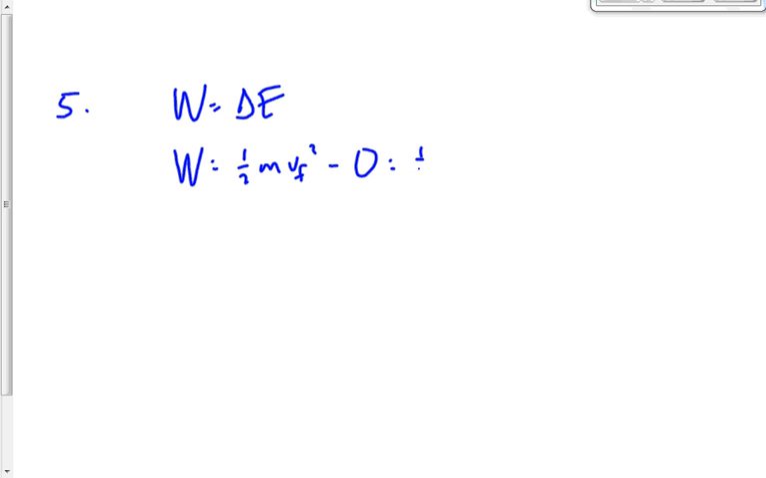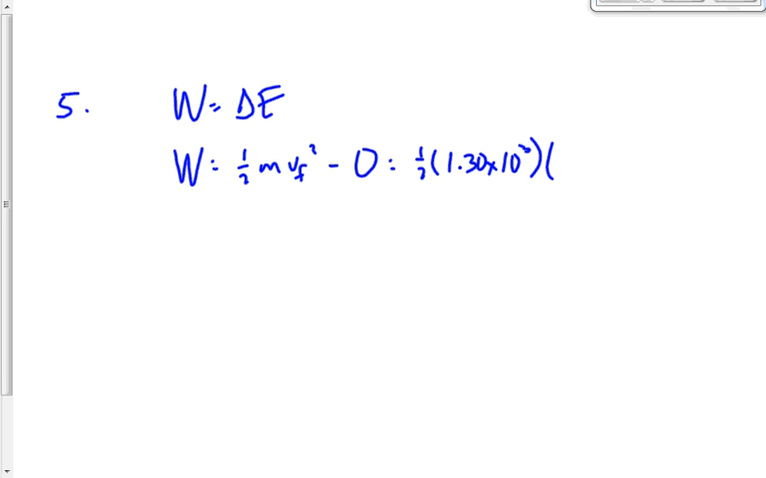We did that by saying, look, W is equal to delta E. And we know that delta E is the final energy minus the initial energy. This car begins at rest. It ends at a certain speed. Its final energy is therefore kinetic, 1/2 mv squared. Its initial energy is 0. We want to find the work, as we did in question number 4. Let's see, W is equal to 1/2 m vf squared. 1/2 times the mass times the final speed. 60 kilometers per hour works out to be what in meters per second?